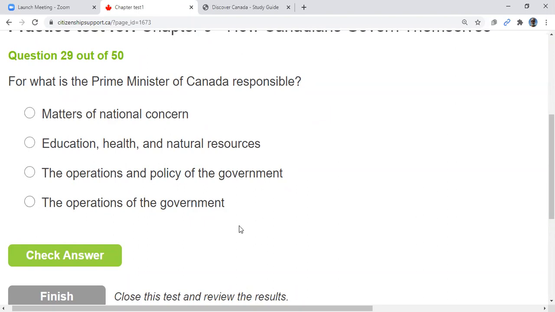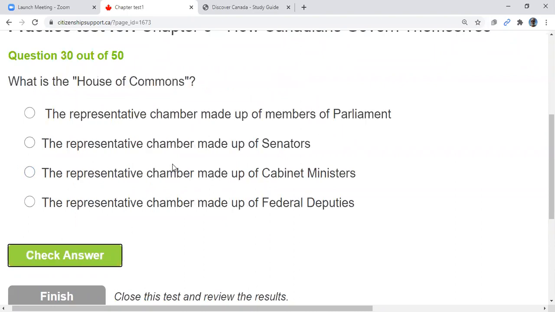Policy of the government. Maybe it's number 3. Want to try number 3? Let's see. It could be number 3 or number 4. You got it right. They trick you with some of these questions. Very good. The operation and policy of the government. Okay, and then could you do this one, please, Diallo?